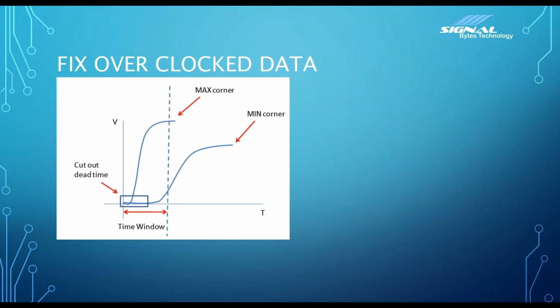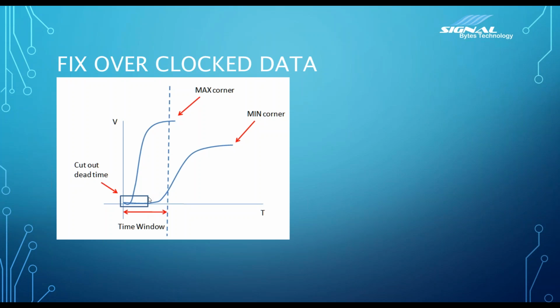So I have a little bonus here. This is talking about fixing the overclocked data. And in a way, this talks about how fast you can switch an IBIS model. I'll try and use this example to show that here's a transition going from low to high of your voltage time data. So you can see that there's what some people call dead time or initial lead time, where it's zero and it's not switching, okay?